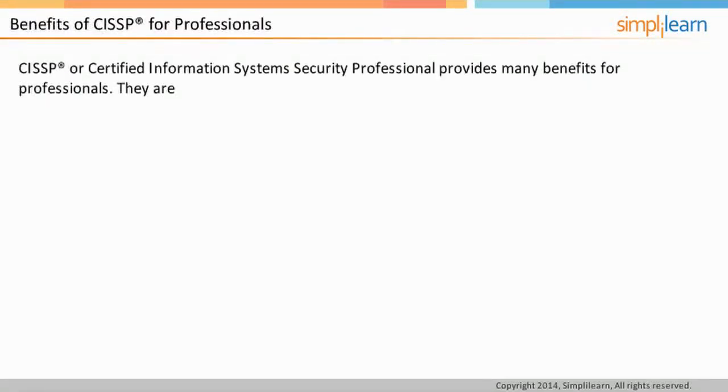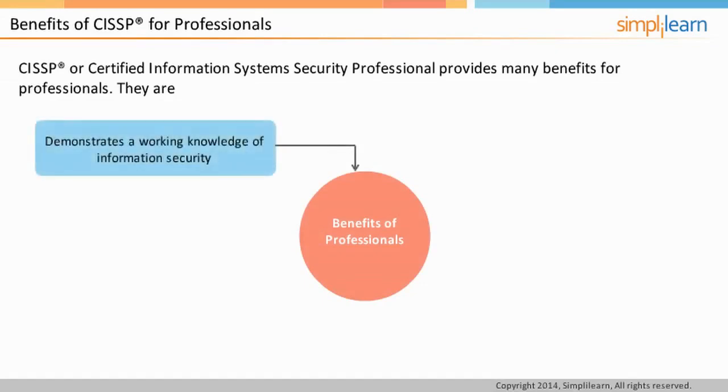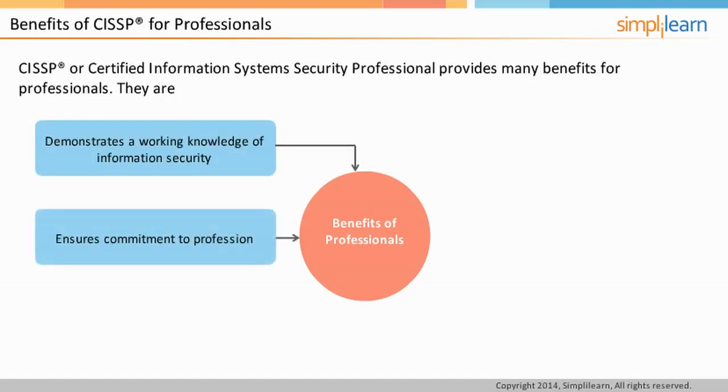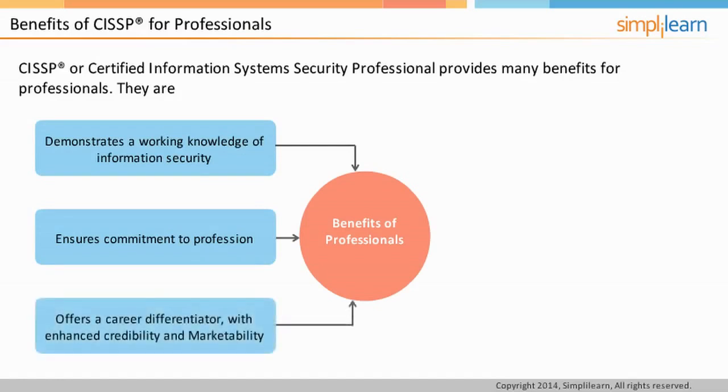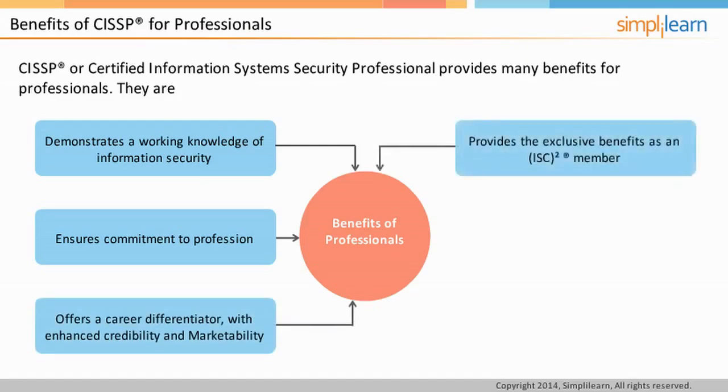CISSP, or Certified Information Systems Security Professional, provides many benefits for professionals. The benefits of CISSP for professionals are: it helps in demonstrating a working knowledge of information security. It ensures that the professionals have commitment to profession. CISSP offers a career differentiator with enhanced credibility and marketability. CISSP provides the exclusive benefits of valuable resources such as peer networking and idea exchange for ISC Square members.